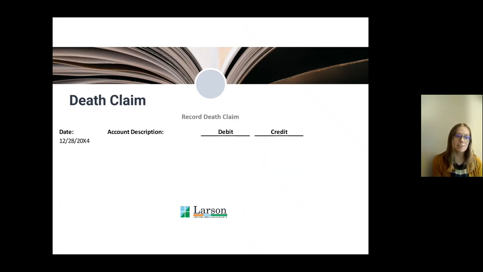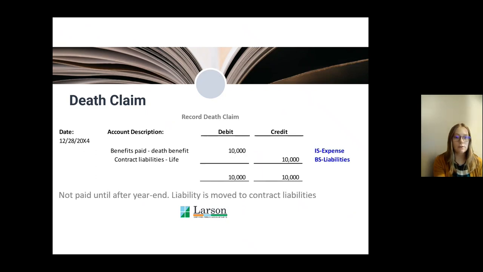All right, remember from our assumptions, December 28th, the policyholder dies. This is how we record the death claim. Now remember, the date of the death was December 20th. However, insurance companies do not record the claim until they are notified of the death, or the report date. So you can see the date in the journal entry is December 28th, X4. So we record the benefits paid, or the claim paid, to expenses of $10,000, which is how much the policy was worth, and then reduce the contract liability, or since it hasn't been paid yet, we put a payable, the liabilities of $10,000, so contract liabilities for life.